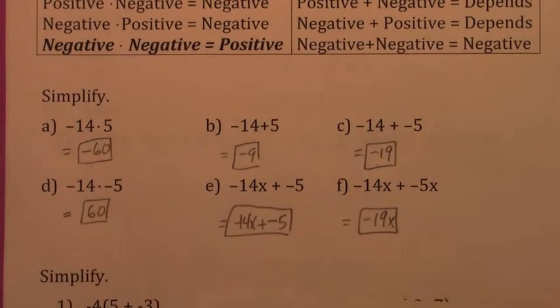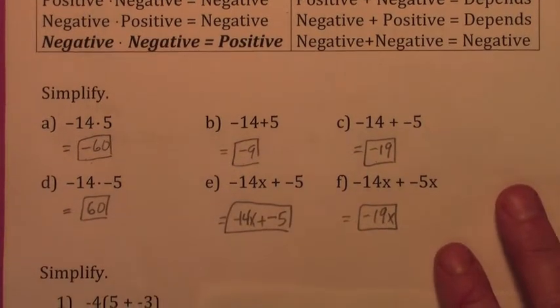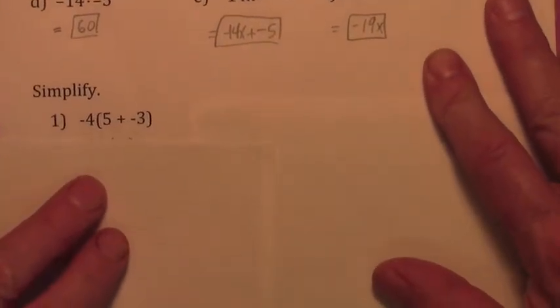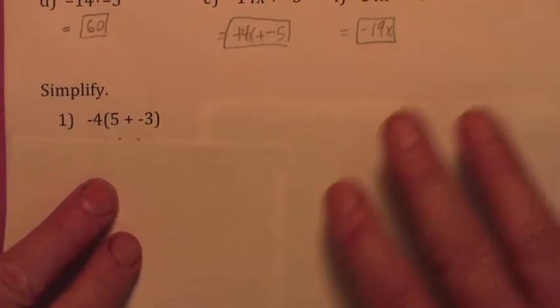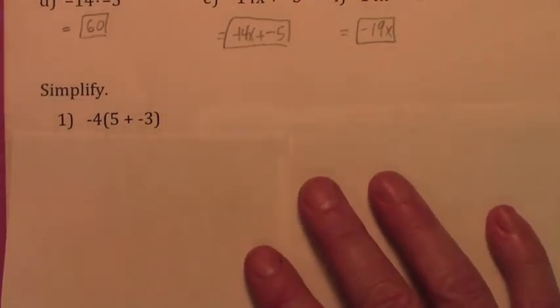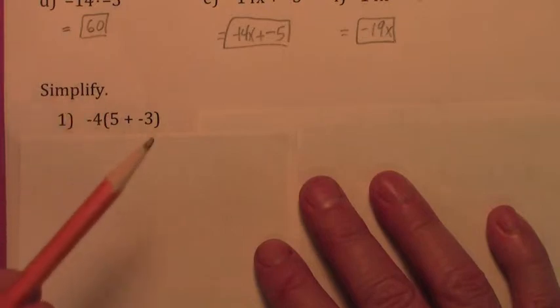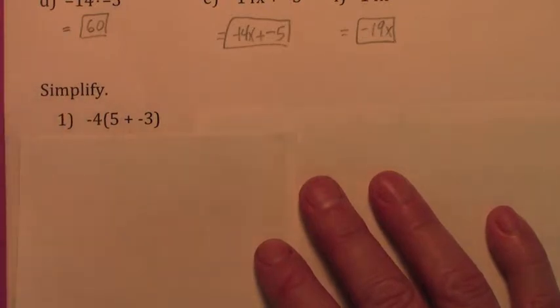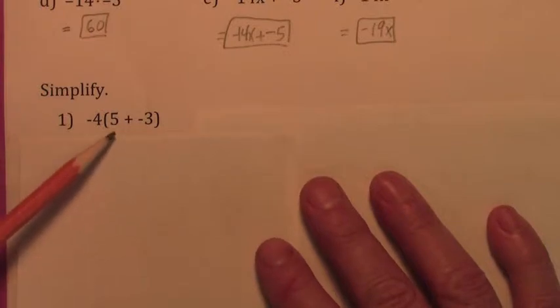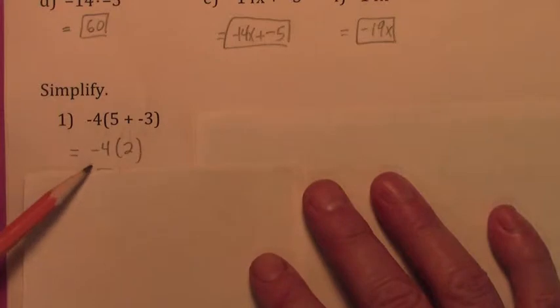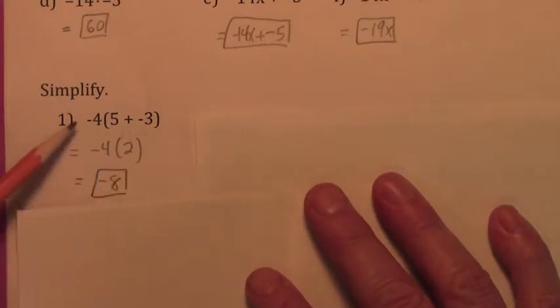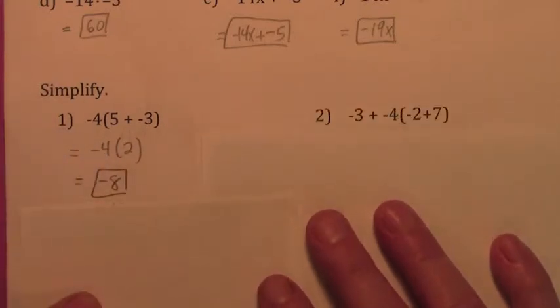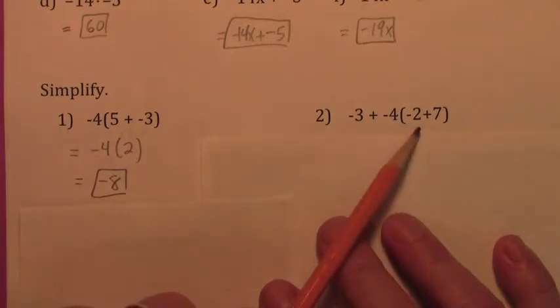Okay, let's continue here. So we're going to work some problems here. It's going to be focusing on simplifying, but it's good practice on keeping straight adding integers versus multiplying them. We follow the order of operations. 5 plus negative 3 is 2. So it's 4 times 2, which is negative 8, right? That's your answer.